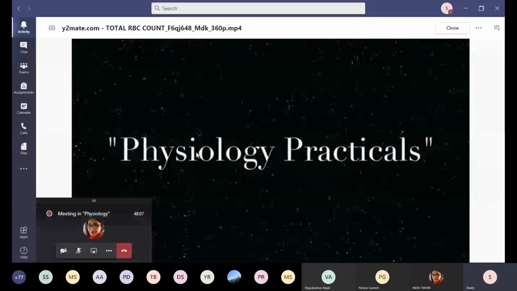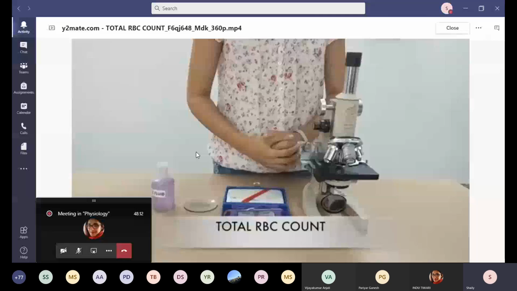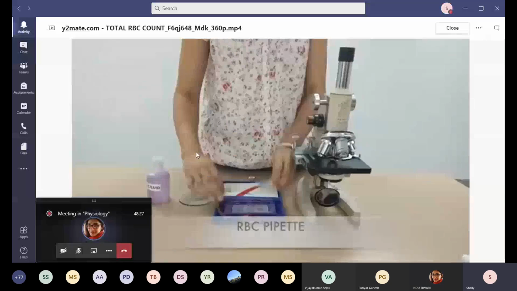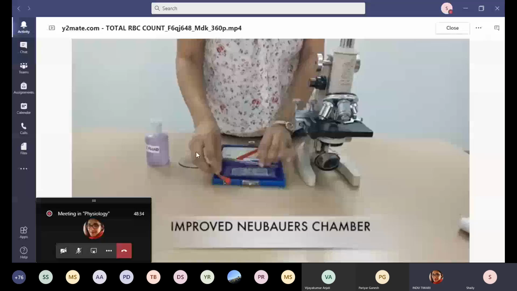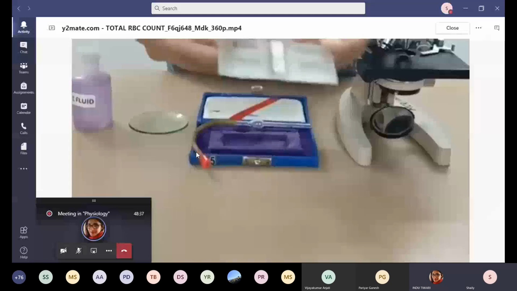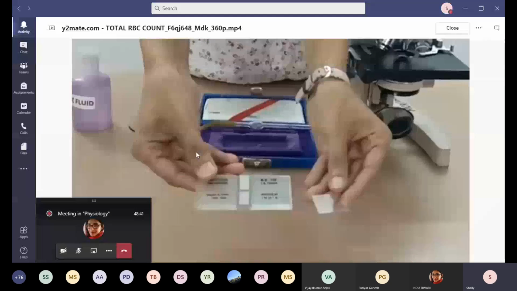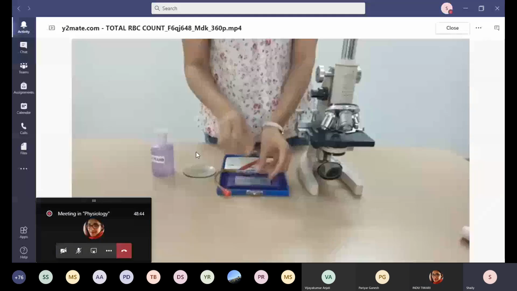Hello everyone. Today we'll discuss about total RBC count. Here, in total RBC count, a sample of blood is diluted 200 times and the cells are counted in the counting chamber. Starting with the material, for RBC count, we require an RBC pipette. Here, this is the RBC pipette. We require an improved Neubauer chamber and cover slip. Microscope, a compound light microscope, we are using.